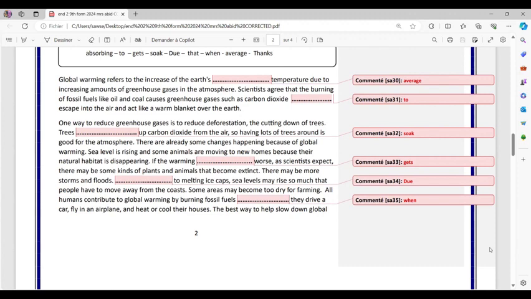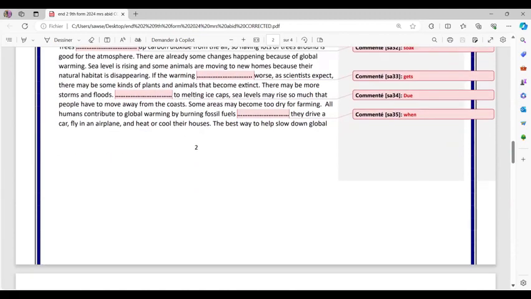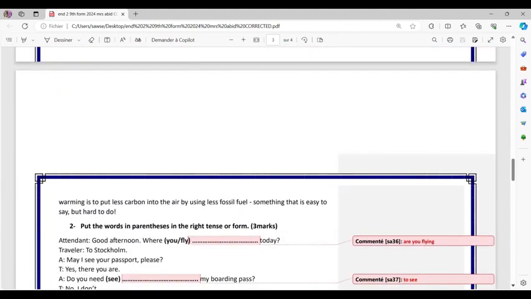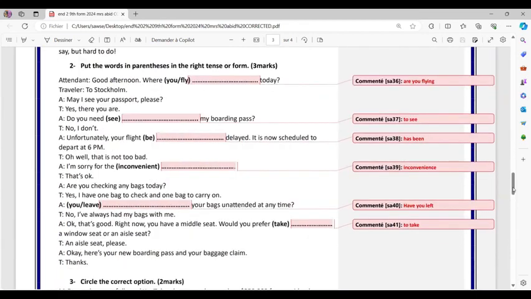All humans contribute to the global warming by burning fossil fuels when they drive a car, fly in a plane, and heat or cool their houses. The best way to slow down global warming is to put less carbon into the air by using less fossil fuel, something that is easy to say, but hard to do. Okay, that was the first text. It summarizes global warming for you.